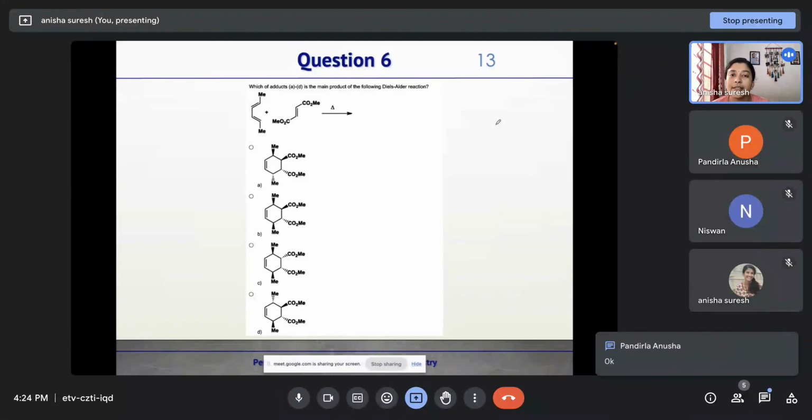Now coming to the sixth question of the Diels-Alder reaction. Some Diels-Alder adducts are given, A to D. Which is the main product of the following Diels-Alder reaction? So this is the diene that is given. It is an EE type of diene, and this is a trans alkene. The dienophile is trans and the diene is an EE type of system. This alkene is E as well as this alkene is E. So what will be the main product of the Diels-Alder reaction?